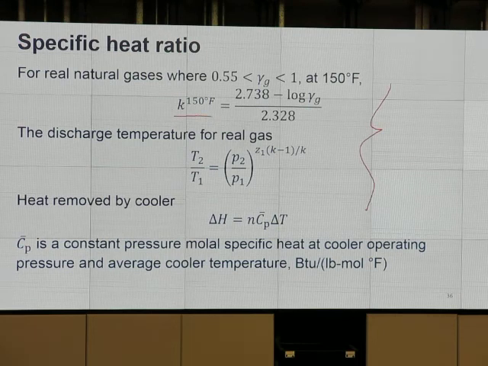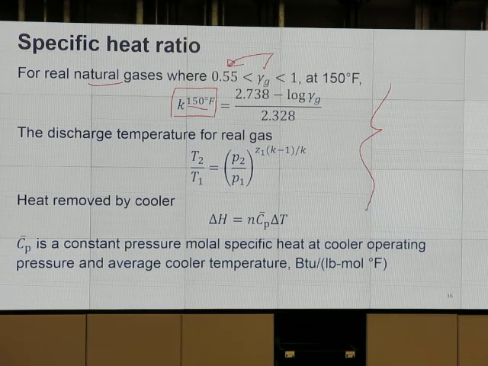So this will give me the ratio of Cp over Cv at 100 Fahrenheit for natural gas, where specific gravity stays between pure methane and pure air, from 0.55 to 1. Put the value of gamma over there, take that log. What is that log? Is that log base 10 or base e? Base 10, correct. Very easy, right?